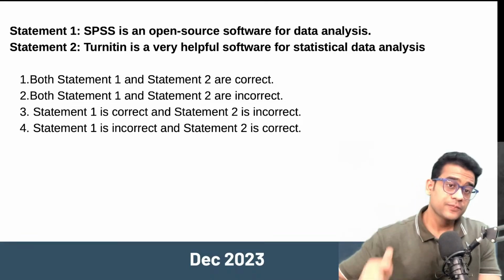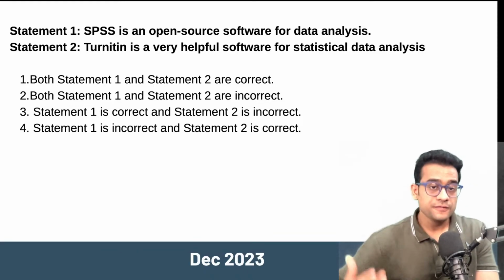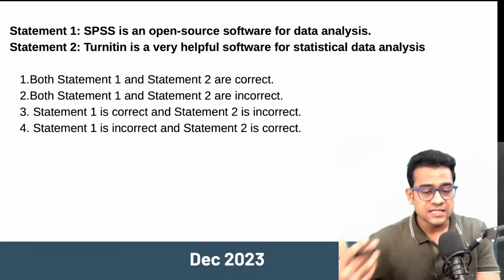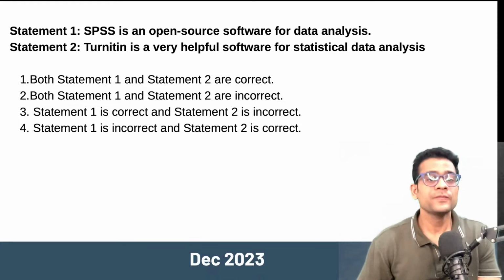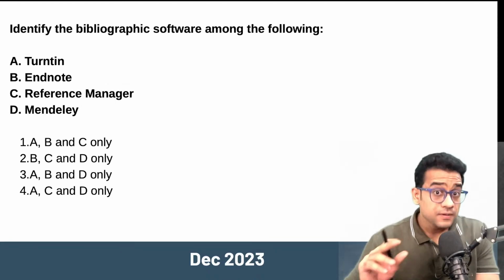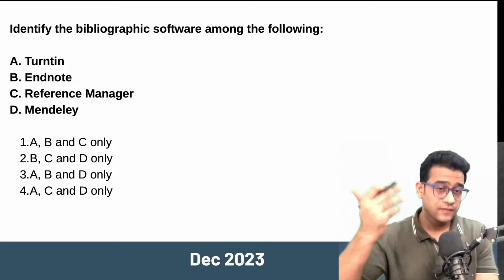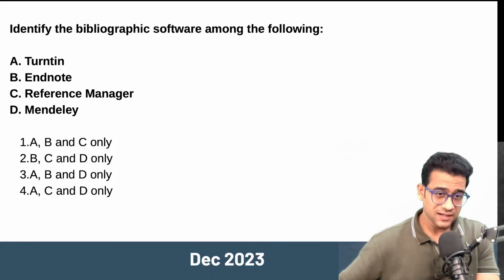So they want to assess whether you are a good fit for research or not, whether when you are going to start with your own research you know about all these tools or not. This was also asked a year ago. Then: identify the bibliographic software among the following. So this is also very important. They are asking you questions on reference management softwares.